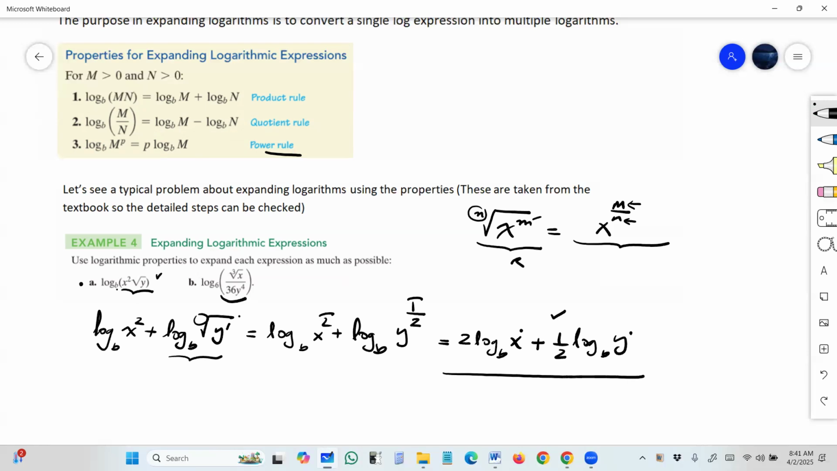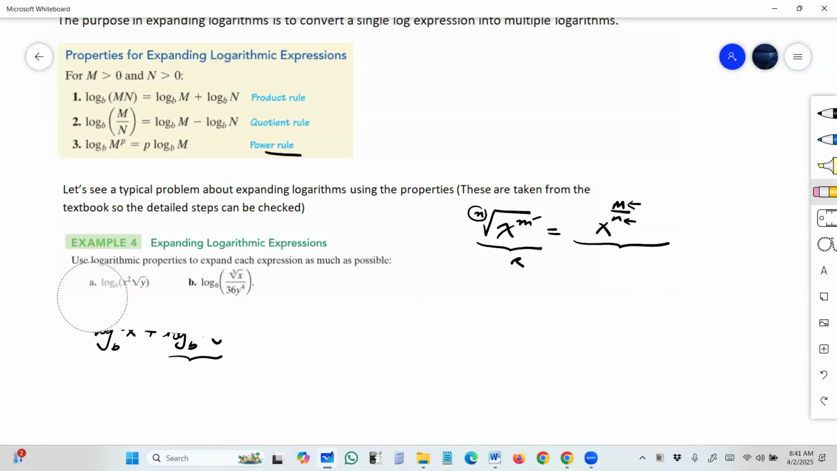All right, so that's the first example. Let's take a look at the second example. Now, in the second example, I do have a base. Immediately from the start, I can see that I have a ratio, and I am going to apply the second property, the quotient rule. So I'm going to have log base 6 of cube root of x minus log base 6 of 36 y to the fourth.